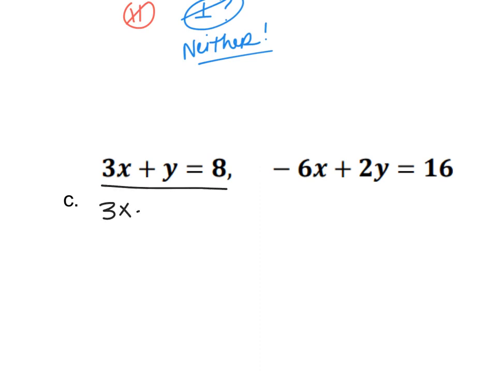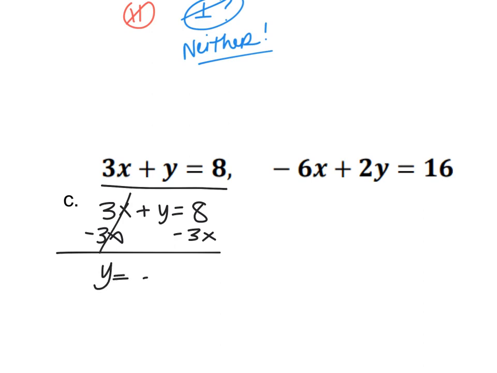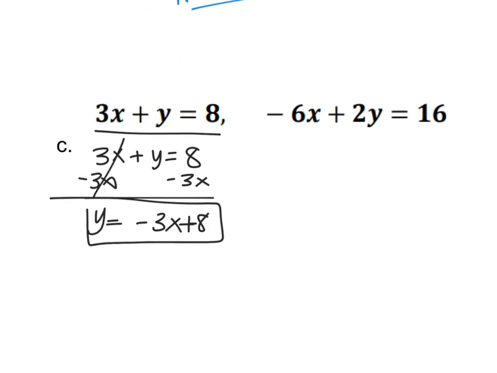So 3x plus y equals 8. I want to get y by itself, so I need to move everything on the left-hand side to the right-hand side. I have a positive 3x. To get rid of a positive 3x, I subtract 3x from both sides. My 3x's cancel, so I'm left with y equals -3x plus 8. The reason it's -3x plus 8 is because the 3x and 8 are not like terms. And I always write my equation in standard form, which means I put my x in front. My slope is simply the number attached to my x, so it is -3.